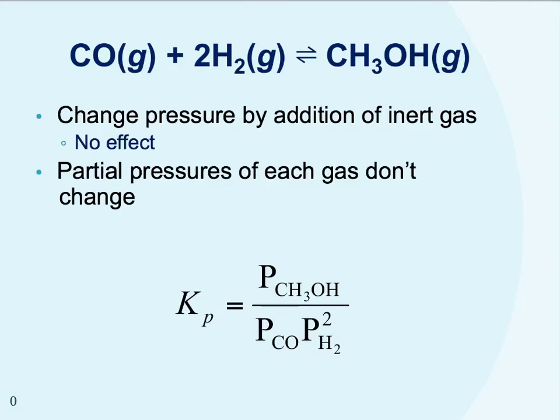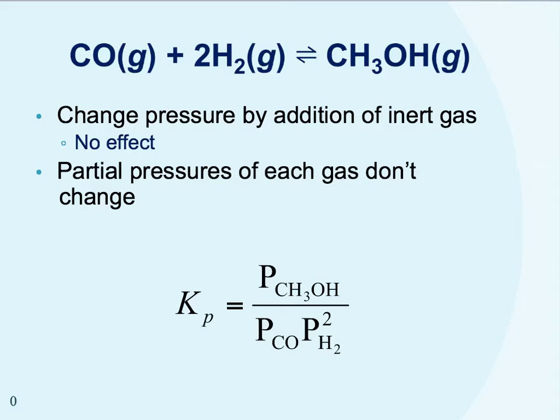Now, we talked about what happens when we change the pressure by increasing and decreasing the volume of the container, because that changes the partial pressures of each individual gas. And those are the values that we're looking at when we look at our law of mass action. When we look at Kp values, we talk about the partial pressure of carbon monoxide, the partial pressure of hydrogen, and the partial pressure of methanol.